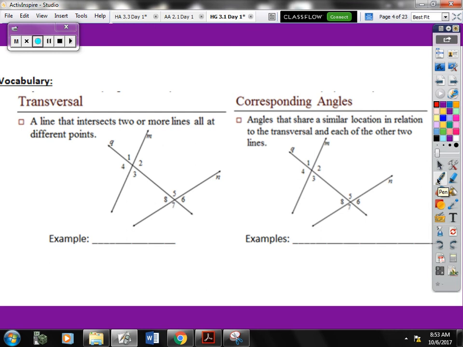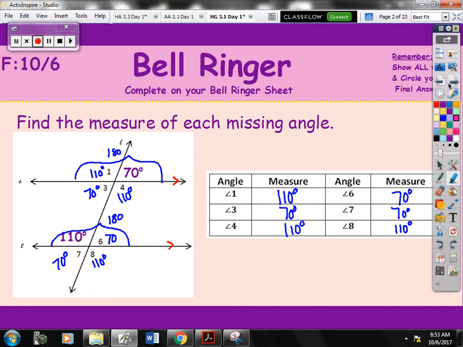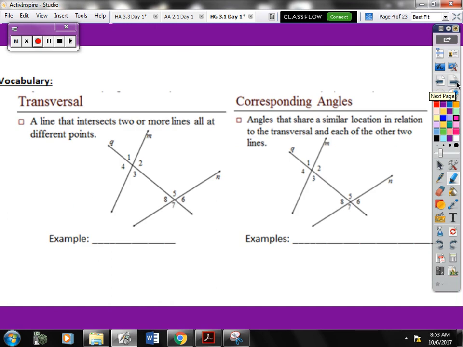All right, so the first one is a transversal. A transversal is the line that intersects 2 or more lines. So on the warm-up problem, this line L, see the little L at the tip, that was my transversal. It cut through the 2 lines. In this picture, line Q will be my transversal.